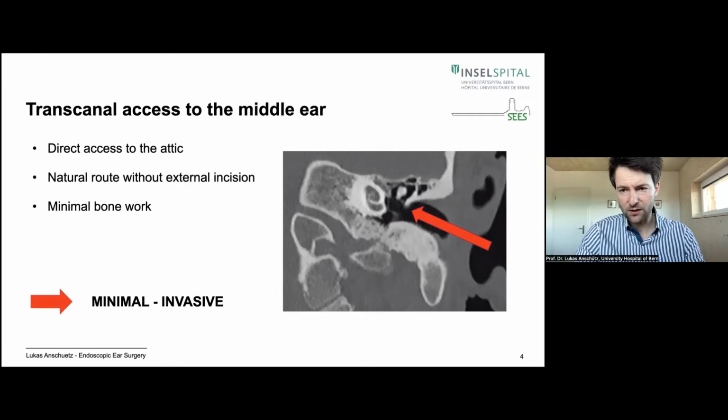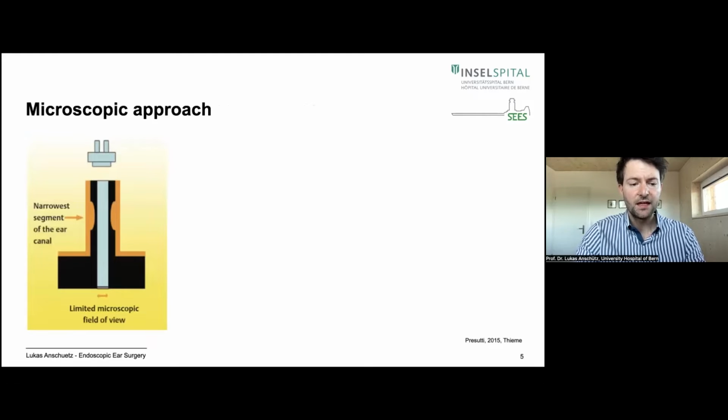You might say, okay, it's not a big deal. You can do the same thing with the microscope as well. You're right. And this has been performed now for many, many years. I think it was introduced somewhere around the 60s or 70s. And you can see the microscope here externally, and you can look through the canal and see the middle ear, and you can do the surgery through the canal.